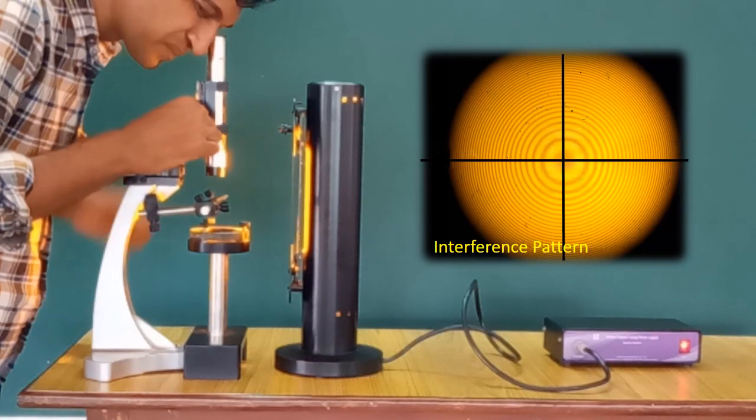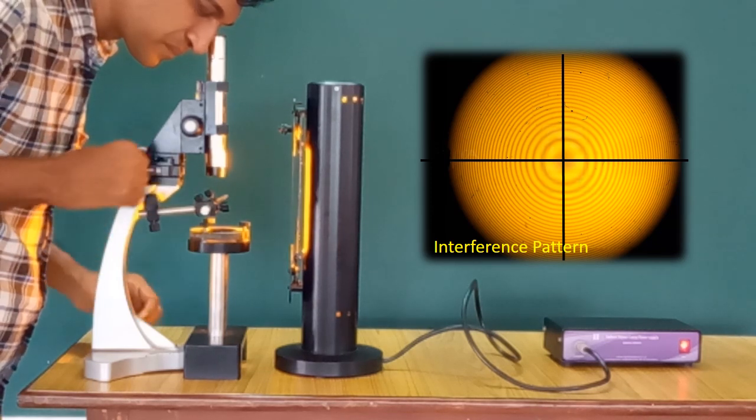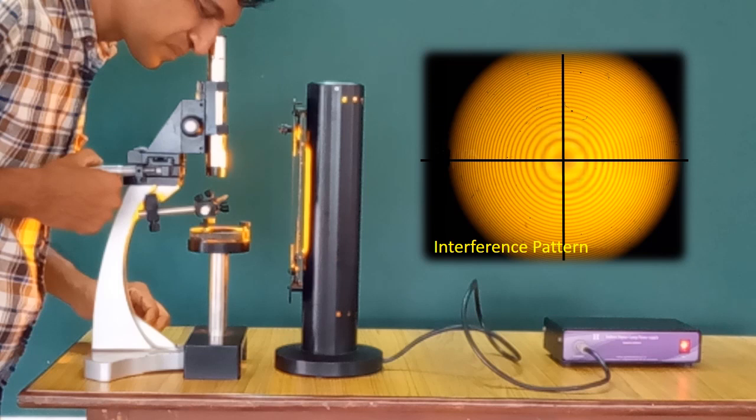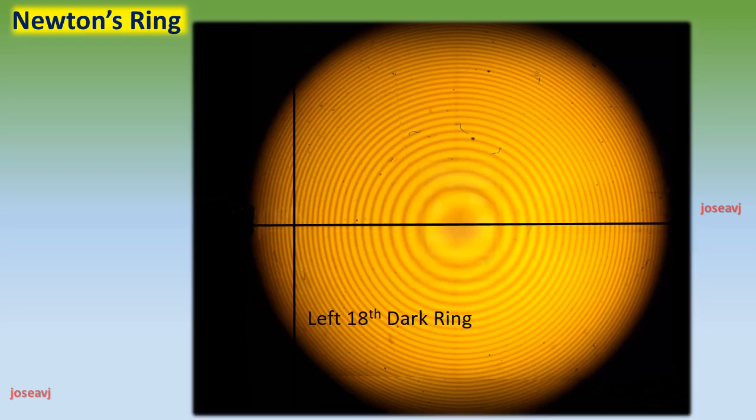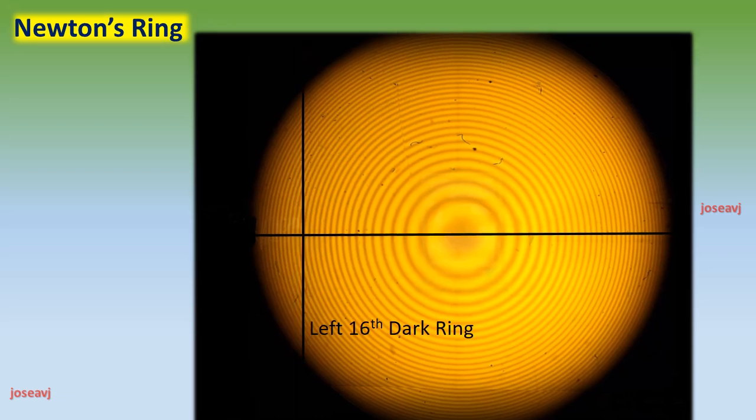Focus the microscope so that we get a clear interference pattern. Now turn the screw gauge and make the crosswire coincide with the central dark spot. Now turn the microscope towards left by working the screw gauge and make the vertical crosswire tangential to the 20th dark ring on left side and note the reading. Now we are going to turn the microscope towards right. While turning towards right, make the vertical crosswire tangential to the 18th dark ring on the left side and the corresponding reading is noted. Turn the microscope towards right. Make the vertical crosswire tangential to the 16th dark ring and the corresponding reading is noted.